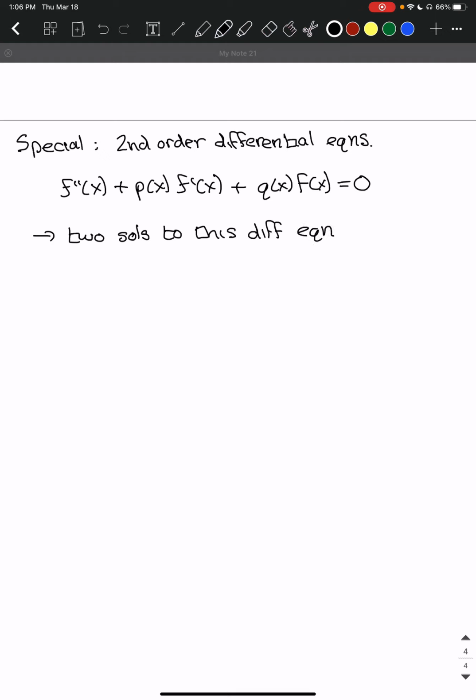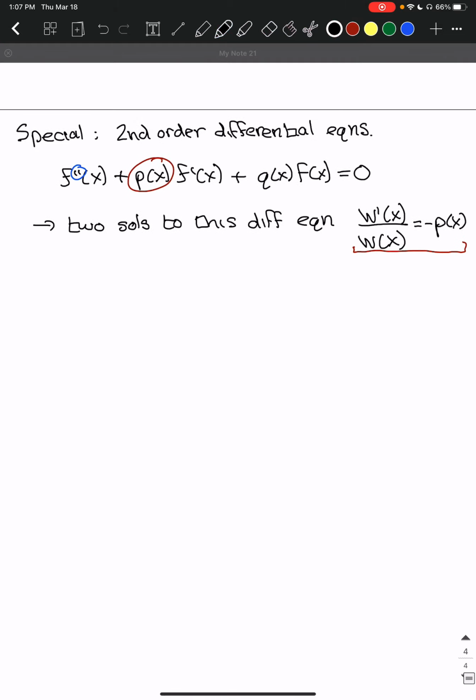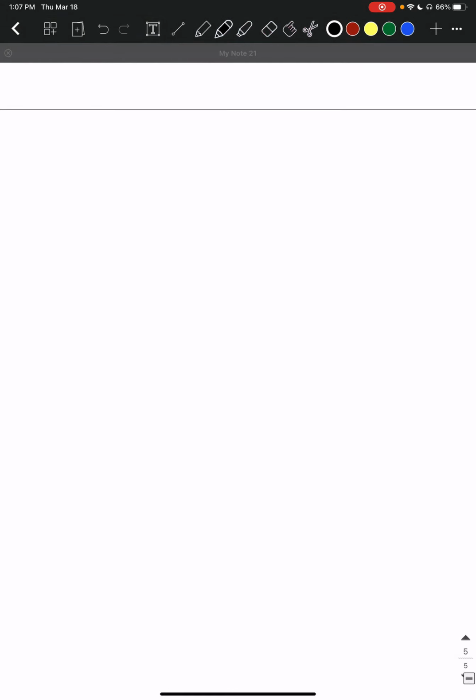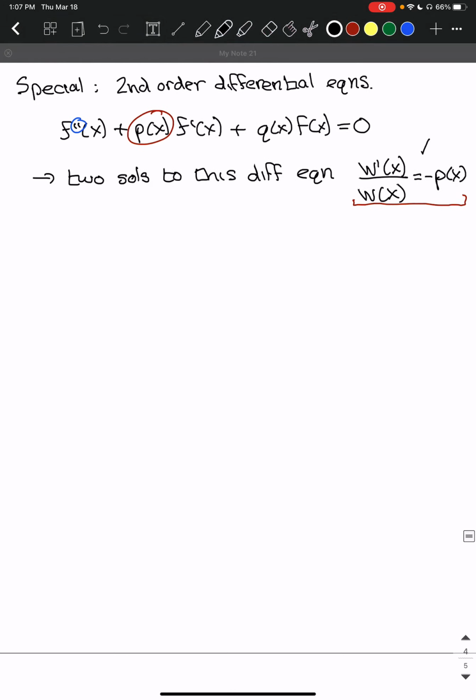satisfy a special equation that is the Wronskian: the derivative of it over the Wronskian itself is minus p of x. Okay, so I'm going to have two solutions because it's second order. I can compile them into a Wronskian, and this relationship will hold given this p of x out front. So we're essentially creating a new equation for me to use, and now I have two equations and two unknowns, right?